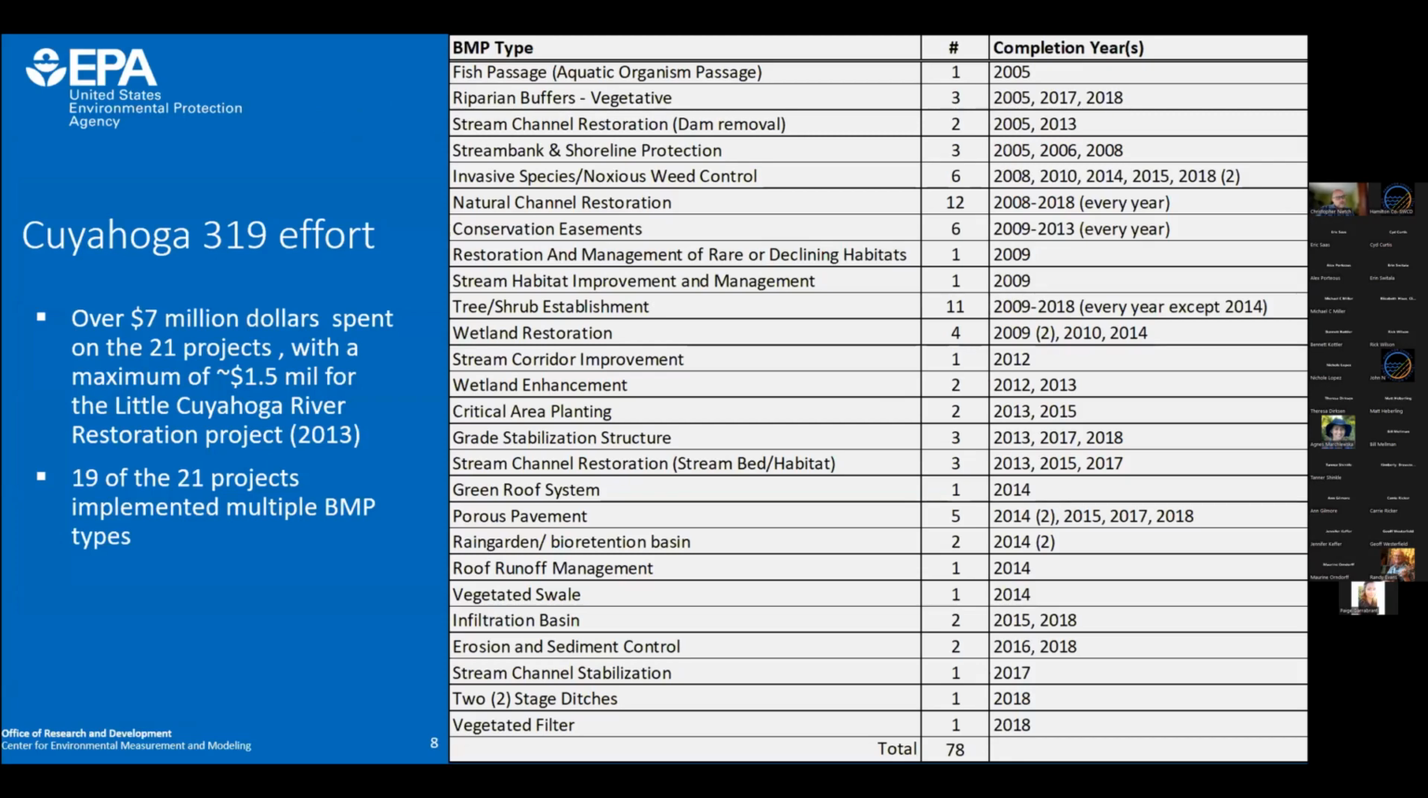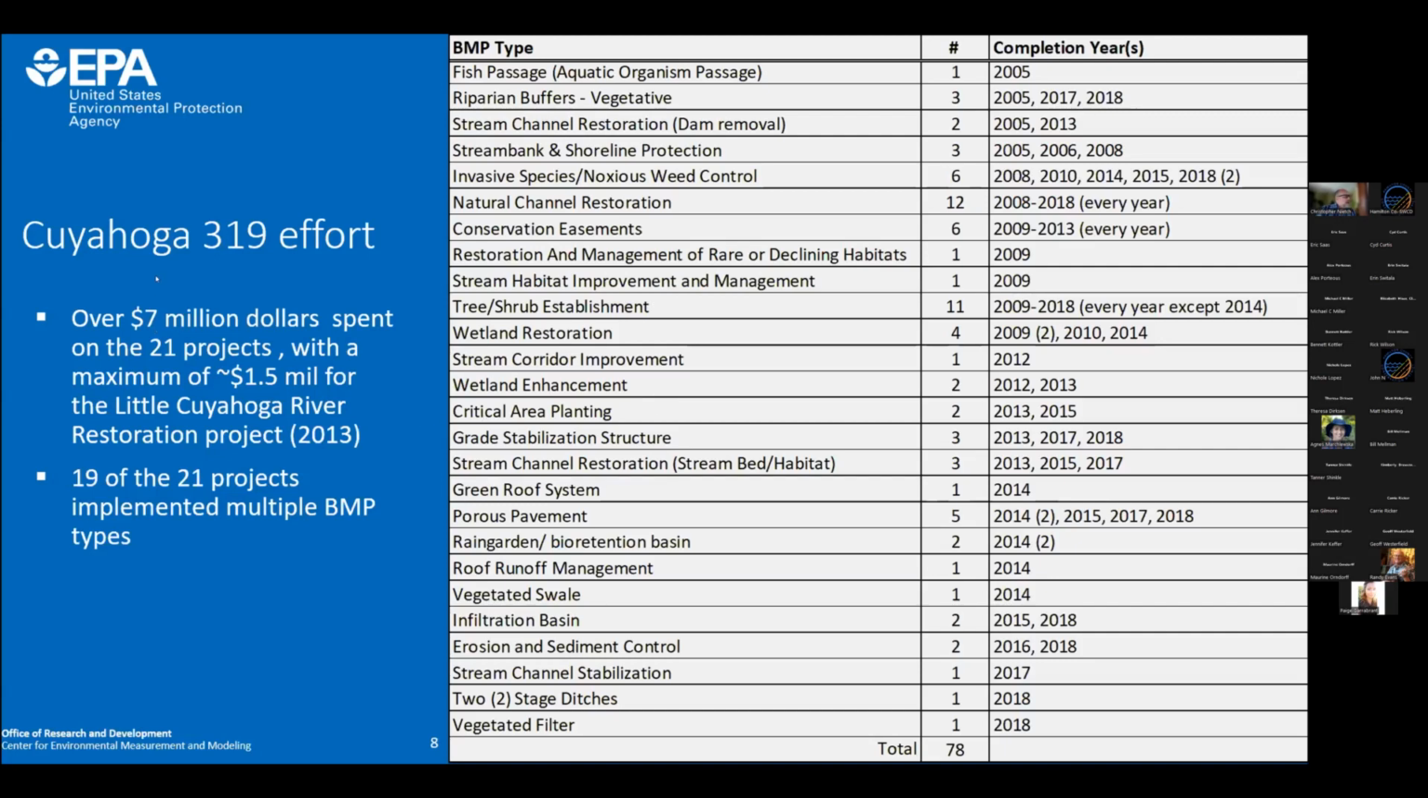So diving more deeply into the Grants Reporting and Tracking System for BMP effort in 319, this is a snapshot of BMP effort funded by the 319 program. This is a snapshot of the BMP types that we found, everywhere from fish passage and dam removal, riparian buffers, to two-stage ditch, a lot of stormwater improvement type BMPs, but also wetland enhancement and wetland restoration. This table lists the number of implementations of each type and the years that those were implemented. And you can see really popular ones that are getting funded through 319 are natural channel restoration and tree and shrub establishment, which have been receiving funding from 319 from 2008 forward, pretty much.